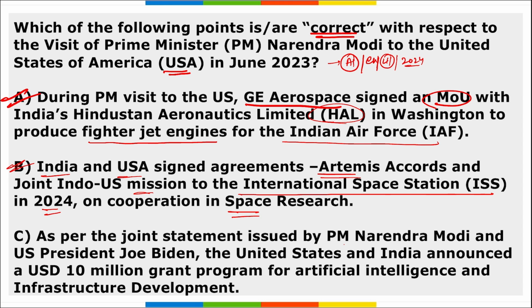We just saw. Option C is that PM Modi and the US President announced a $10 million grant for AI and infrastructure development. So remember, they did not announce this $10 million grant. It was actually a $2 million grant, and not for infrastructure. It is for artificial intelligence and quantum technologies development, right? So to do collaboration in artificial intelligence and quantum technologies, a $2 million grant was announced. So option C is wrong here. Only A and B are correct.